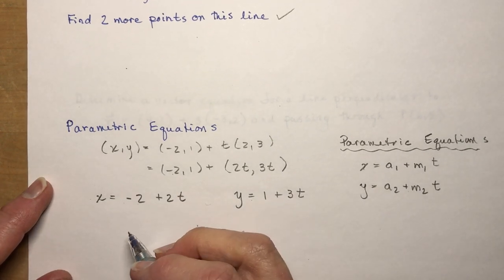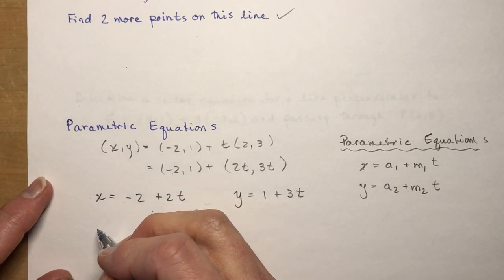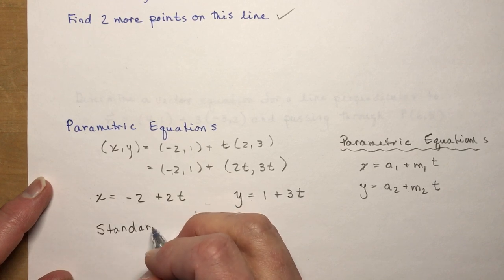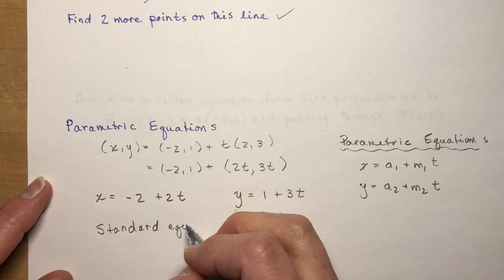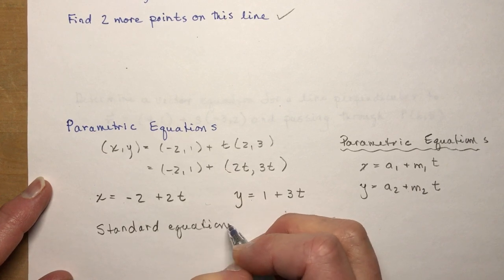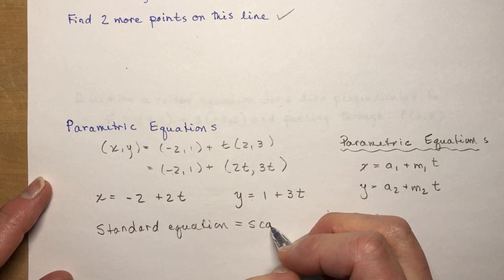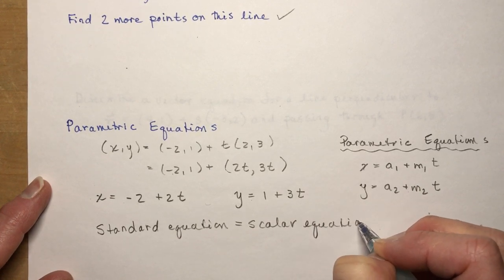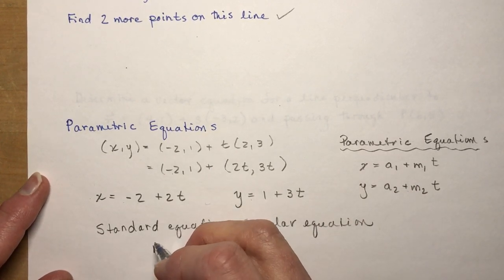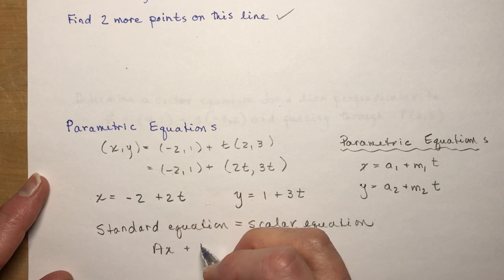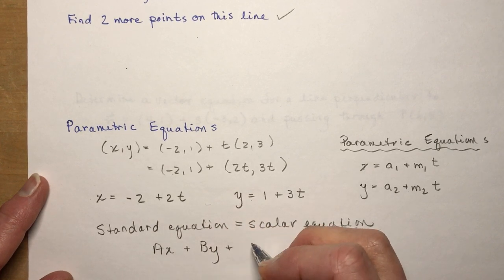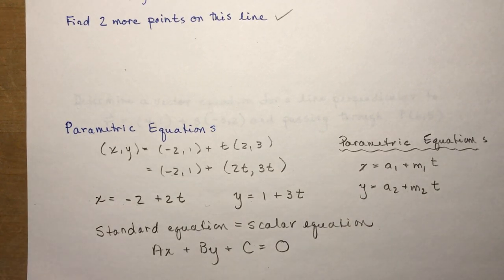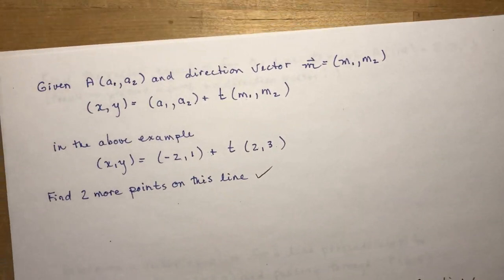Now, we did already talk about standard equation. The standard equation is also called a scalar equation. Standard equation equals scalar equation. So we're just changing the name of it. And that's ax plus by plus c equals zero. Okay, so that's pretty easy, isn't it?